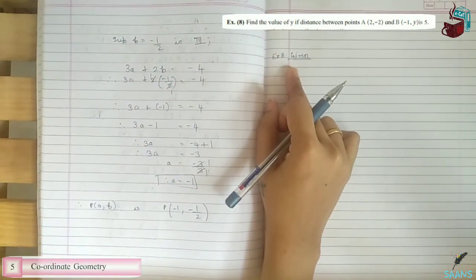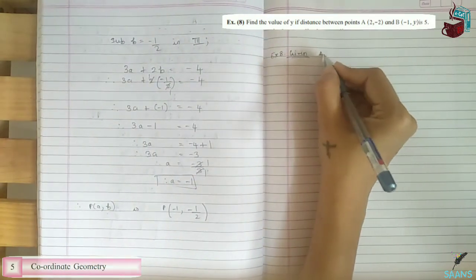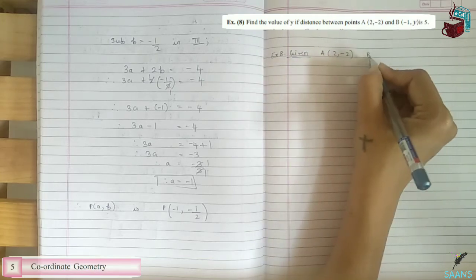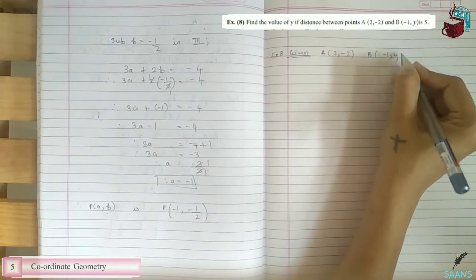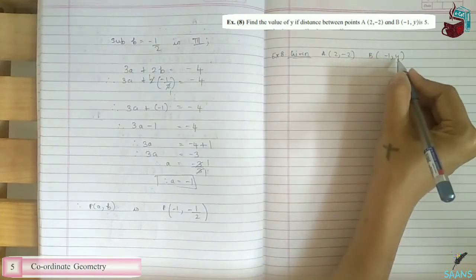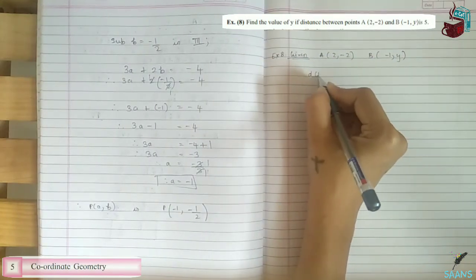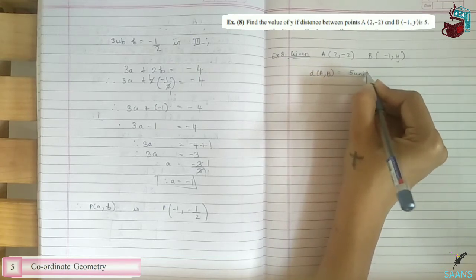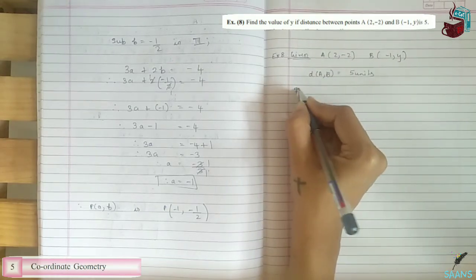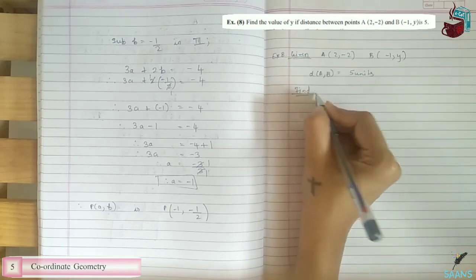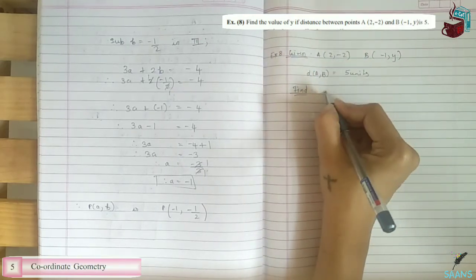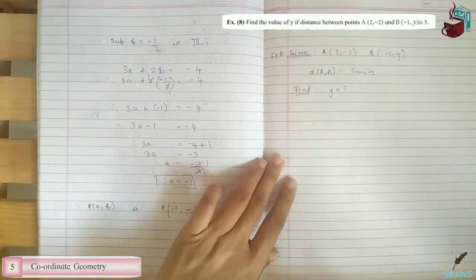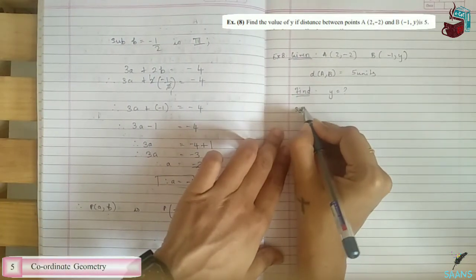Okay, example 8. A is given as 2 comma minus 2. B is given as minus 1 comma y. Okay. Now it is y. They have not given us the value. And they are saying distance A comma B is equals to 5 units. Find, the y coordinate of B, what is it? Okay. Find y is equals to how much. Therefore, very easy. Solution.